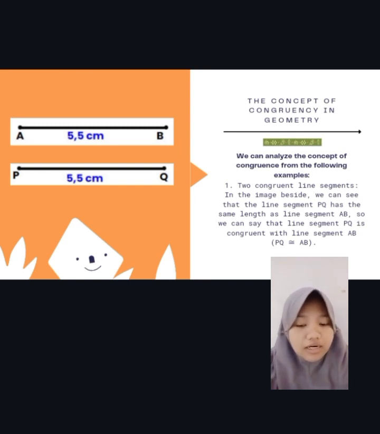And the next material is the concept of congruency in geometry. We can analyze the concept of congruency from the following examples. 1. Two congruent line segments. In the image beside, we can see that line segment PQ has the same length as line segment AB. So, we can say that line segment PQ is congruent with line segment AB, or PQ ≅ AB.